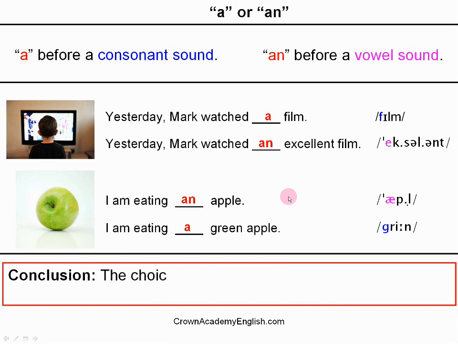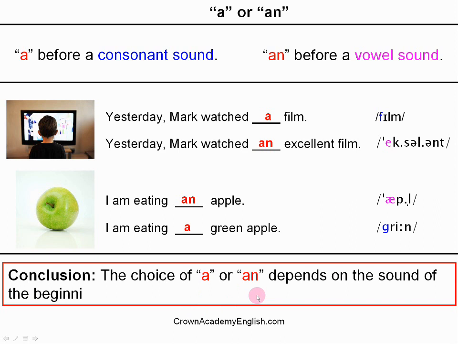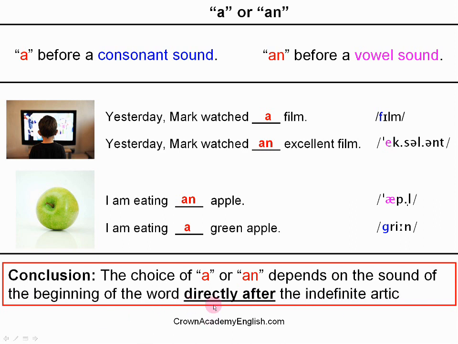So, conclusion. The choice of a or an depends on the sound of the beginning of the word directly after the indefinite article. So it is always the word after the article, and that determines whether we say a or an. Okay?